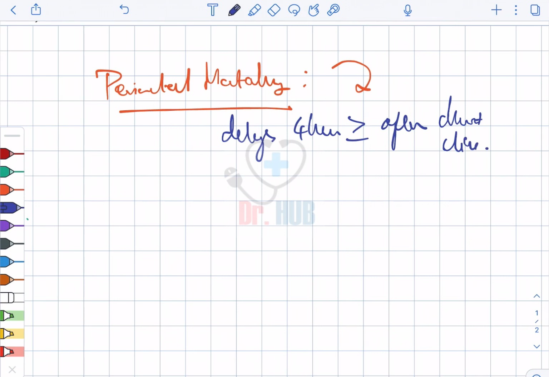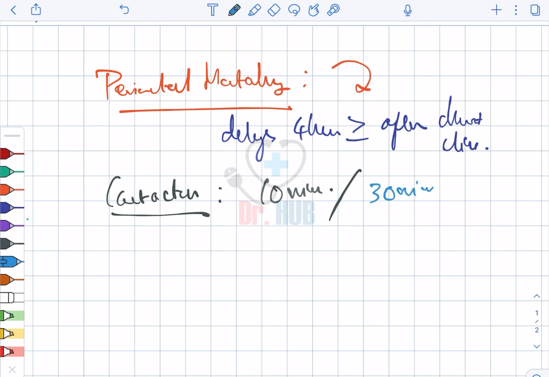The contractions are also measured. The contraction is measured over a span of 10 minutes and measured every 30 minutes. So 1 square is equal to half an hour.